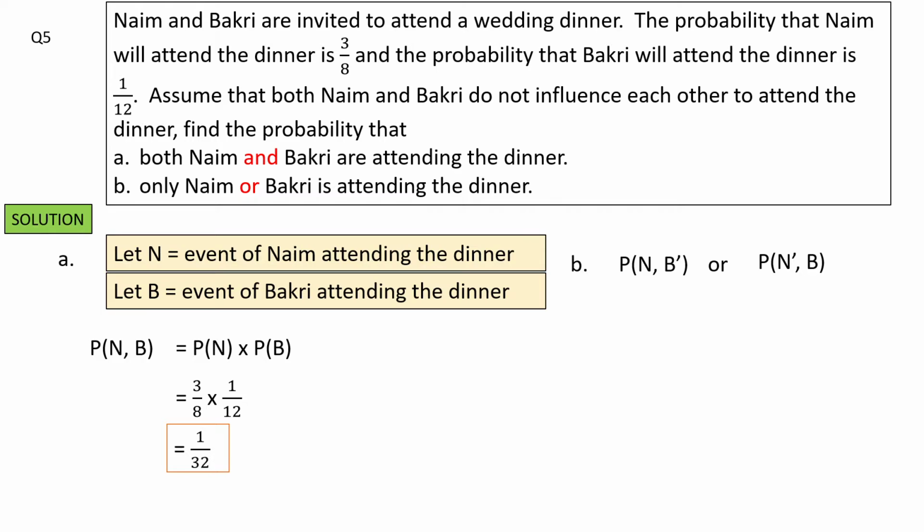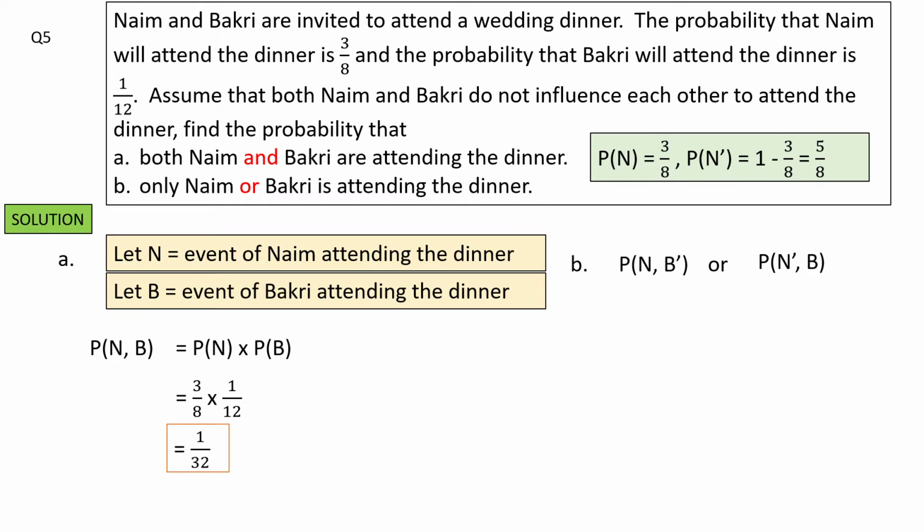Okay, so before we continue with the calculation, we find the probability of the complementary events. Given the probability of Naim attending the dinner as 3 over 8, Naim not attending the dinner will be 1 minus 3 over 8, which equals 5 over 8.